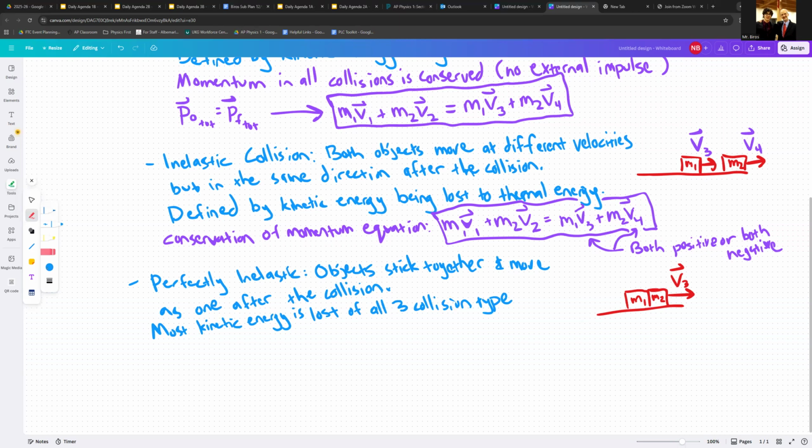All right. Now, funny enough, we had the exact same equation for elastic and inelastic. The only thing we noted there was that for elastic, V3 and V4 are in opposite directions to each other, as the objects move in opposite directions. For inelastic, we would see they're going in the same direction, so we'd get two positive V3 and V4, or both negative.